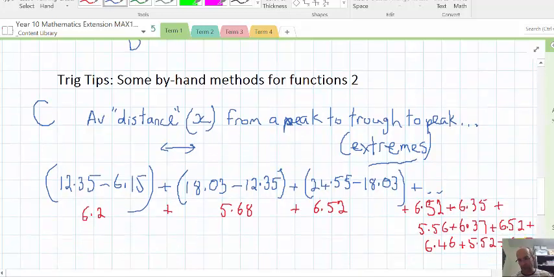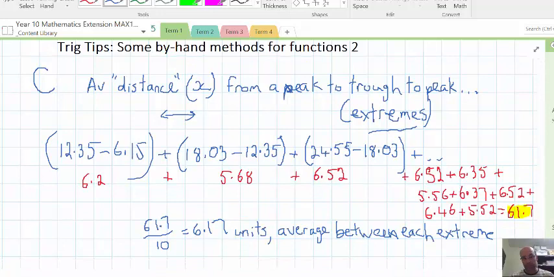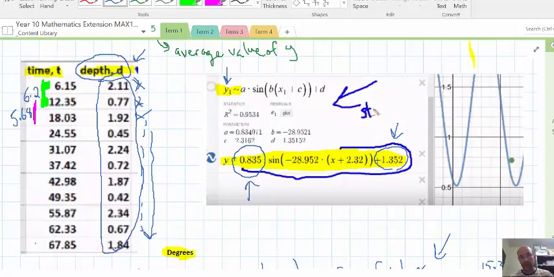So what we need to do then is to get the average: we divide by how many, which is 10, so 61.7 over 10, and we get an average of 6.17 units. So once we divide by 10, we've got 6.17 units on average between each extreme, from peak to trough to peak to trough.